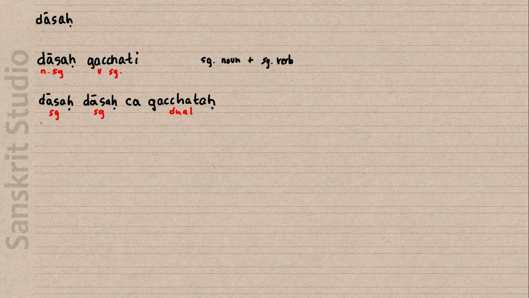Now let's put these two together, the two dāsaḥs, and we use our new form here now. Dāsau gacchataḥ. So now here we have the noun in dual and the verb in dual form.